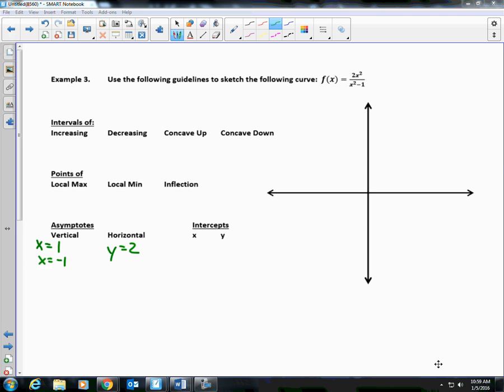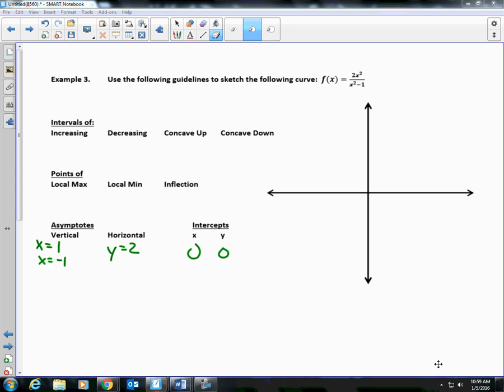Okay, let's do intercepts. In order to find the y-intercept, I plug in 0 for x. And I get 0 over negative 1, which is 0. In order to find the x-intercept, I set the function equal to 0, which is the same as setting the numerator equal to 0. Where's the top equal to 0? At 0. So it goes through the origin.